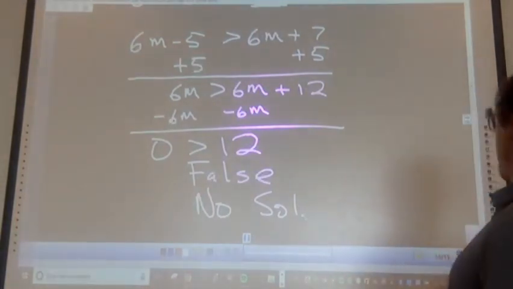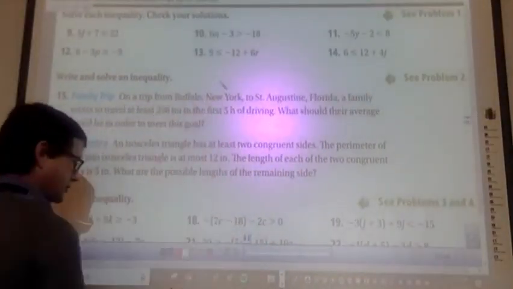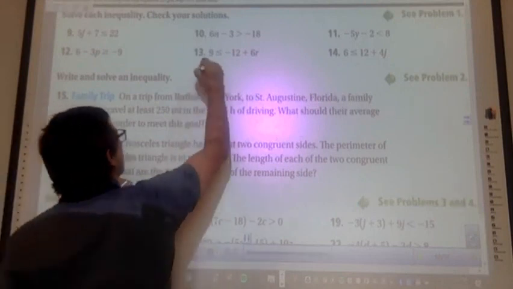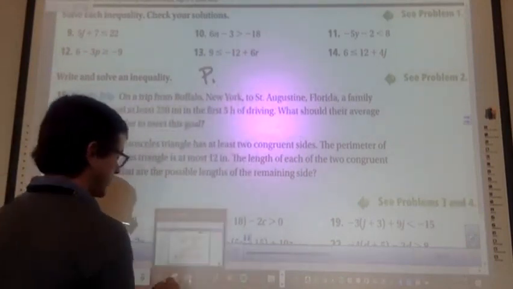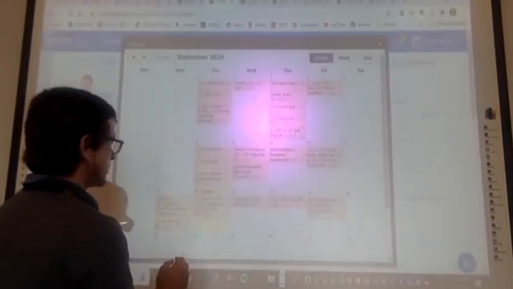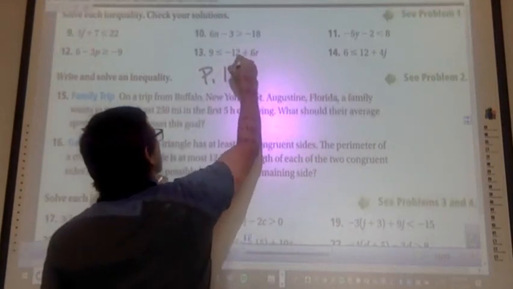So next side is the homework. Your homework is page, I think it's 190. Make sure it's page 190, 9 through 43 odd.